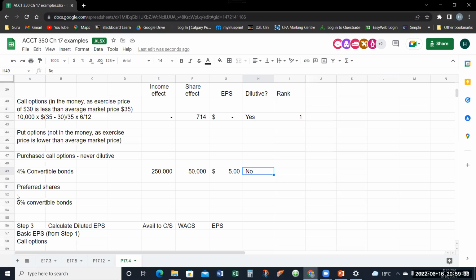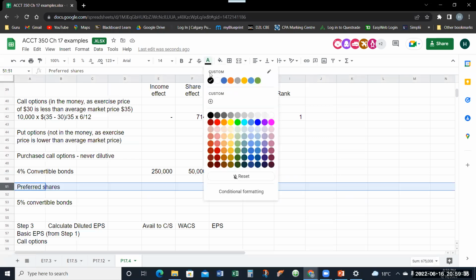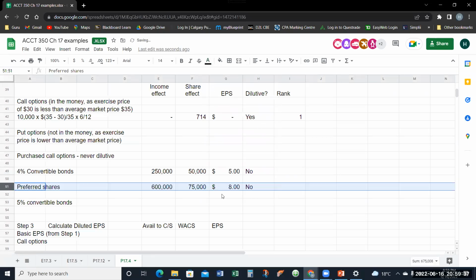My income effect is 600,000, prorating for 9 months. 100,000 total number of shares converted. But for 9 months, the potential for dilution works out to 75,000. If I divide 600,000 by 75,000, that's $8 per share. That's way higher. So that's not dilutive as well.